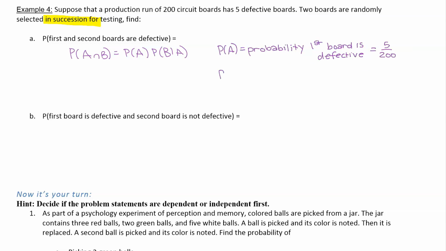Now, the probability of B given A. This is the probability that the second board is defective given that the first board was defective and it got removed. So let's think about that. We have 200 boards. We've removed one defective. So what's left? There's 4 defective out of 199 remaining boards.